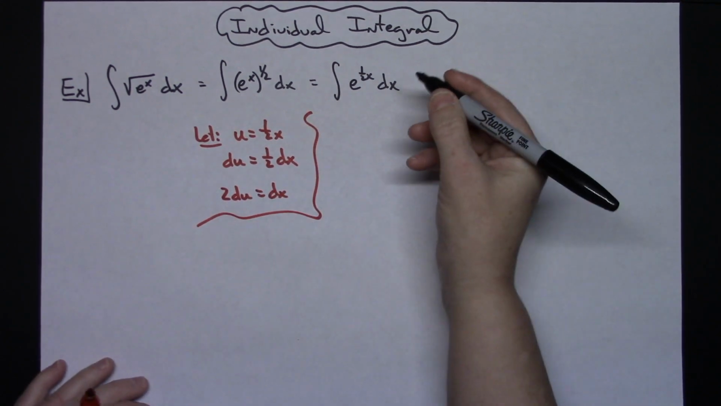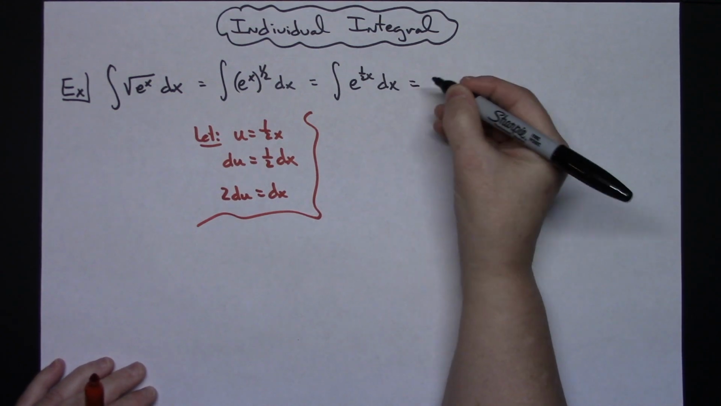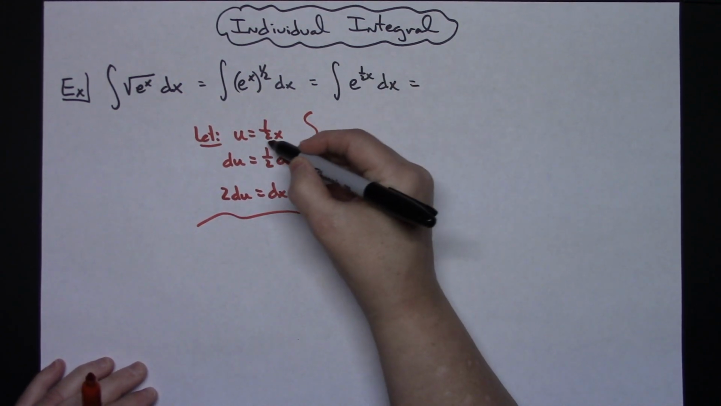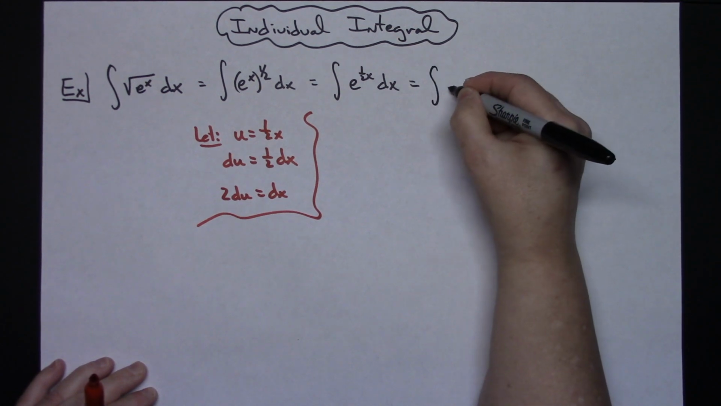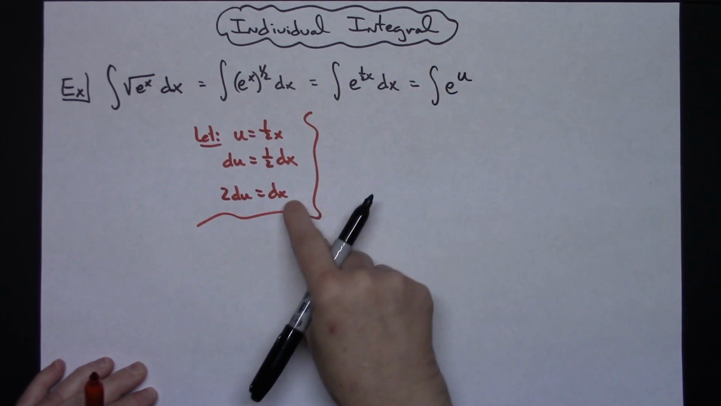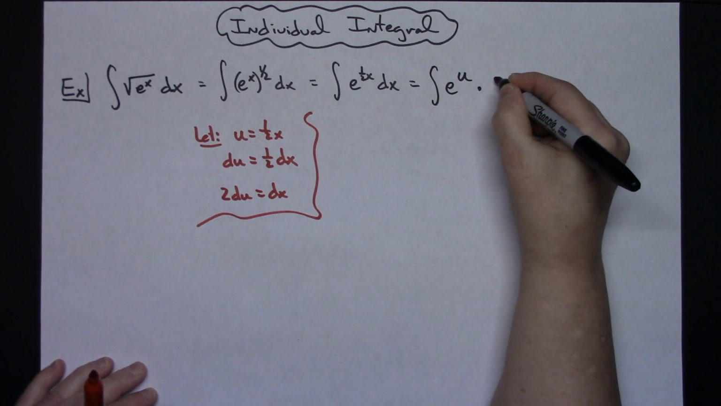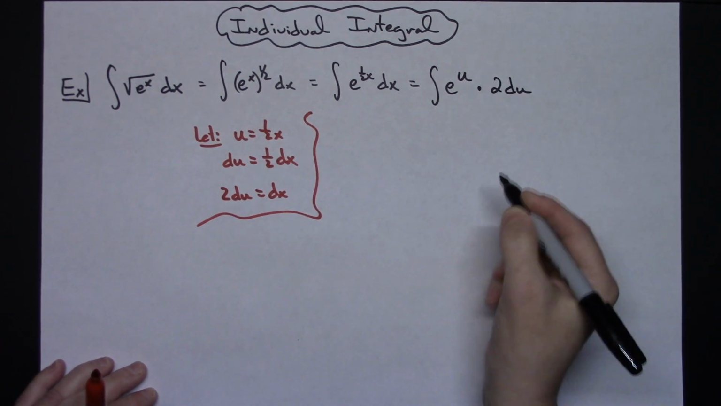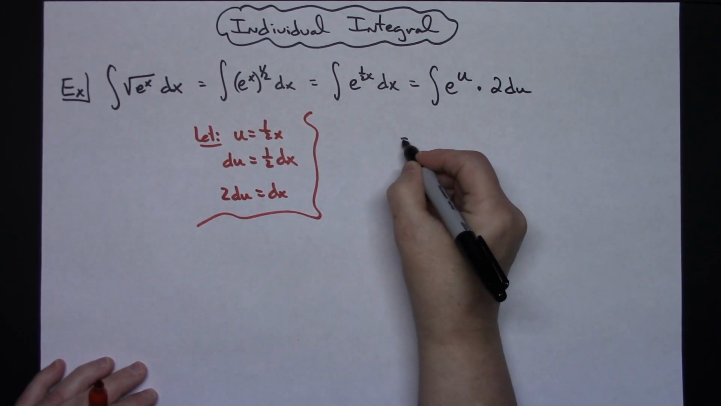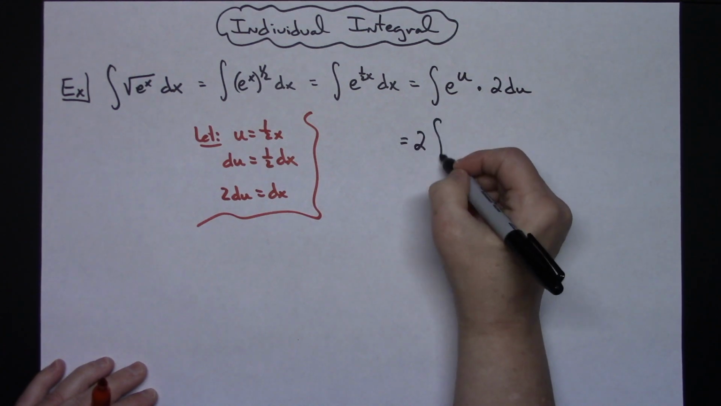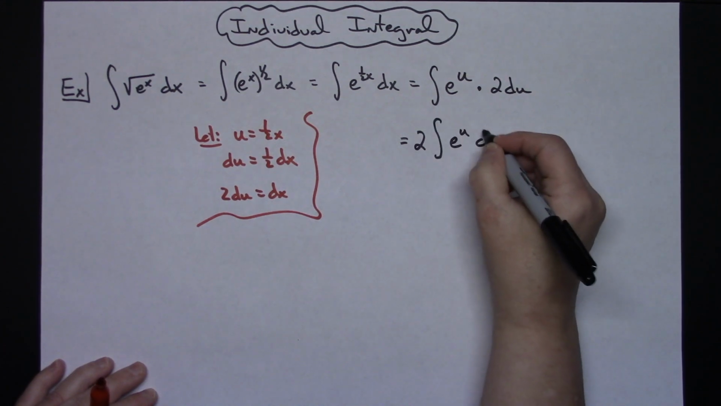Alright, now coming back up here and doing some substituting. The 1/2 x is a u, so I'll have the integral of e to the u, replacing dx with what that equals, I'll have a 2 du. I can now pull that 2 out in front. So 2 times the integral of e to the u du.